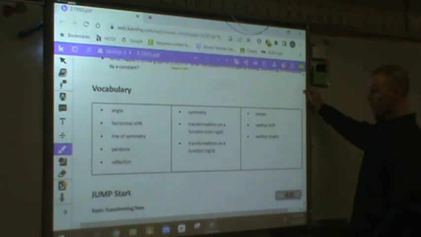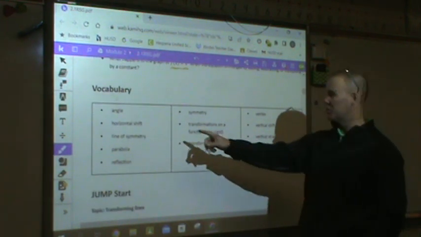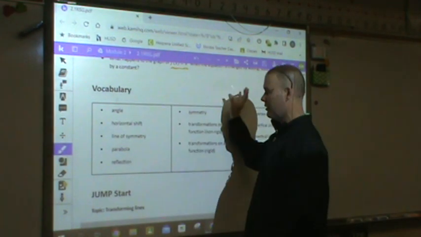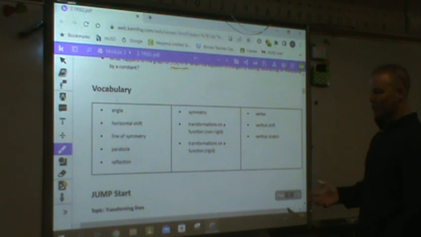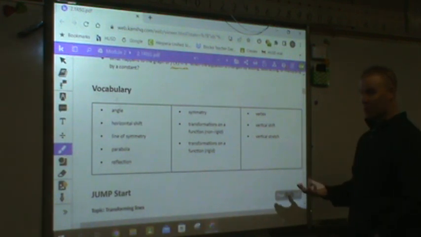The vocabulary that we're going to see is horizontal shift, so they will shift right or left, that's horizontal. Line of symmetry, we'll talk about what that is. Parabola, you should know, that's a U-shaped graph. We're going to talk about reflections. If you remember last semester, we talked a little bit about reflections. Okay, actually we talked a lot about reflections.